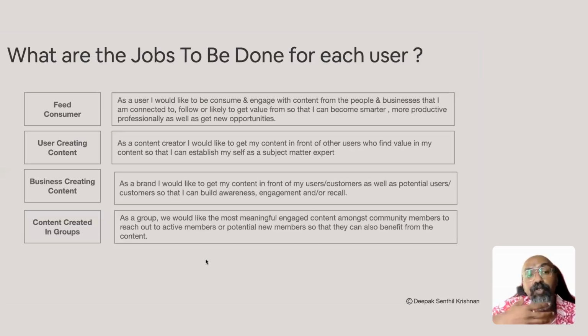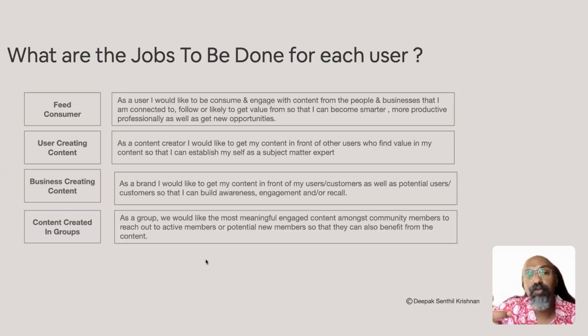Now, when it comes to being a user who's creating content, my goal could be very different. It could be to say, hey, as a content creator, I would like to get my content in front of others who find value so that I can establish myself as a subject matter expert. The feedback from the community is what allows me to build my brand value. This may not be my only job to be done, but I'm just putting out an example of what could be an interesting job to be done for a content creator who's a user.